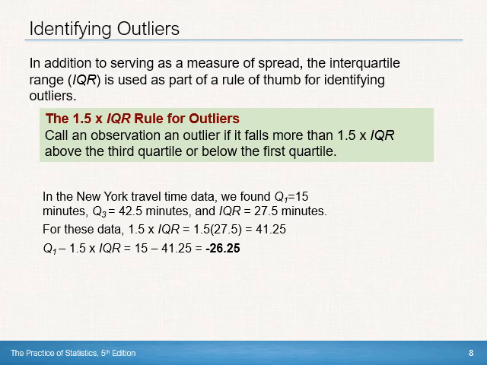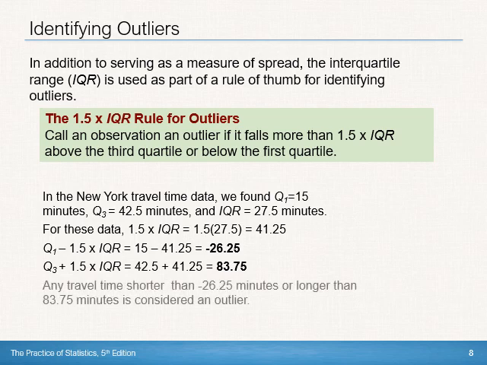All right, well, clearly there's not going to be any outliers on the low end because no travel time could be negative. Travel time to work is 0 if you don't go to work, I guess, but it could certainly not ever be negative. So there will definitely not be any outliers on the low end. And then on the high end, we take Q3, which was 42.5, and we add to it 1.5 IQR, and we get 83.75. So ultimately, any travel time shorter than negative 26.25, which of course is impossible in this case, or longer than 83.75 would be considered outliers.